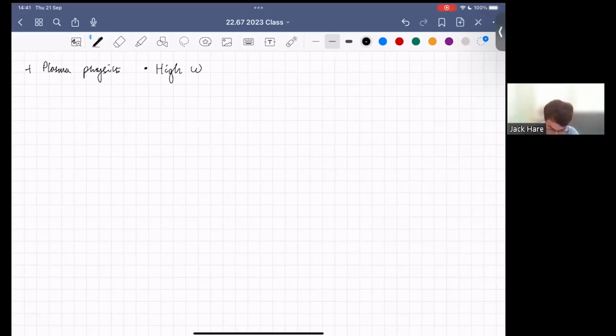Okay, so the first assumption we're going to make is that we're using high frequency waves here. And high frequency, this is kind of a wishy-washy term. We want to make that more precise by having a dimensionless parameter. And so we're going to say that omega is much, much larger than omega_pi here. So the frequency of our waves is much higher than the ion plasma frequency.